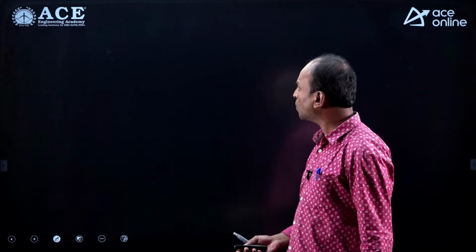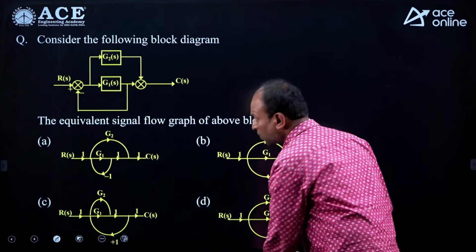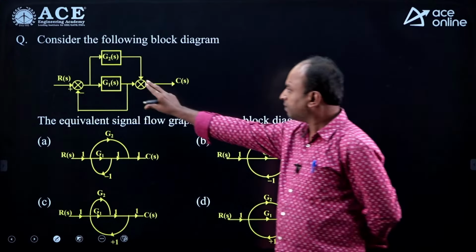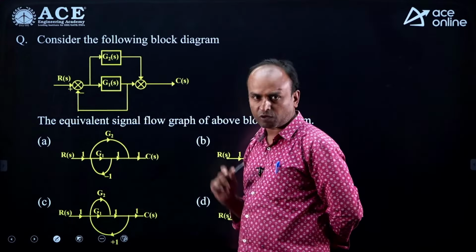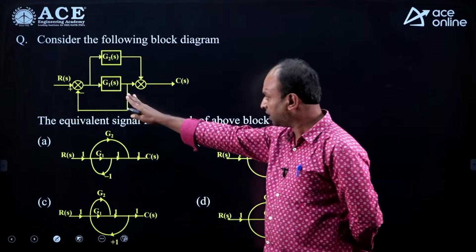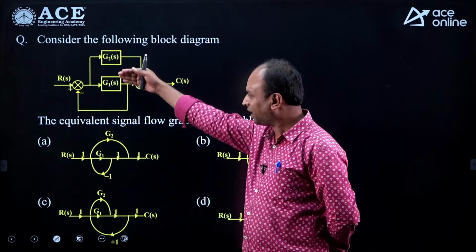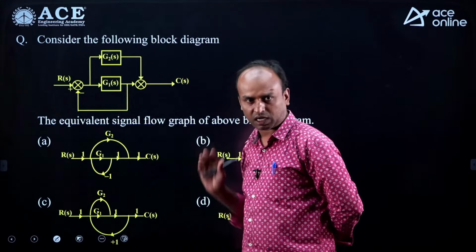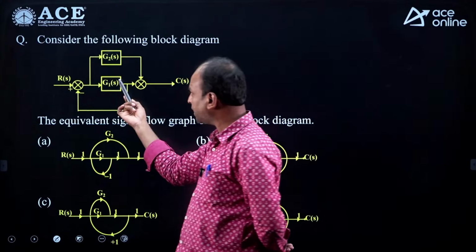Now one more question here, a simple question. A block diagram is given, and it asks to convert it into a signal flow graph. There are two methods. First, convert the block diagram to a signal flow graph, or you can find the overall transfer function and check it. Now I am converting the block diagram to a signal flow graph.